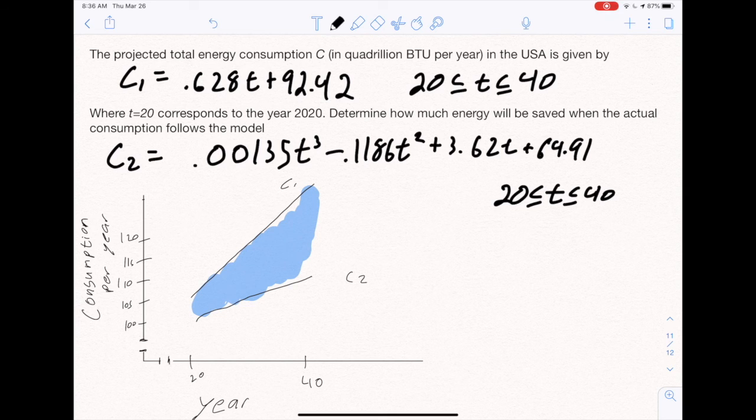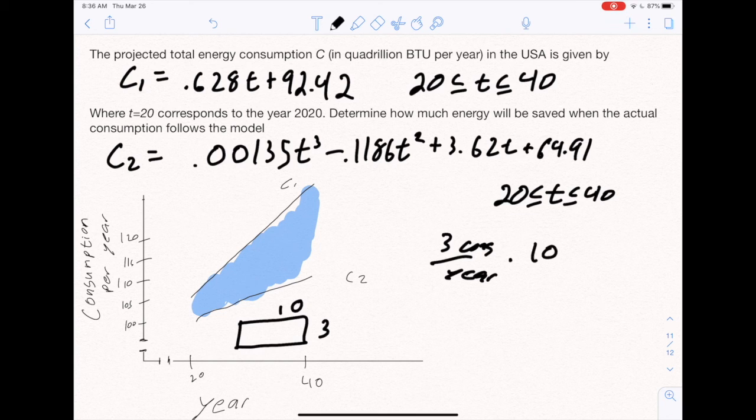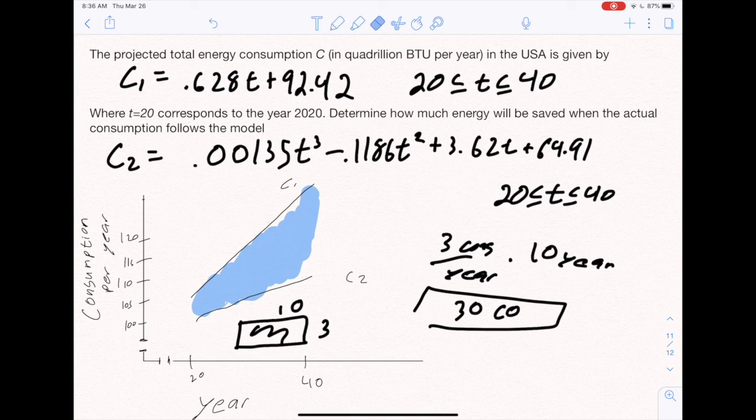Because the y-axis is consumption per year and the x-axis is just that year, think about it like this. If I drew a rectangle, let's say a 3 by 10 rectangle on this graph here, to find the area, we would have 3 quadrillion BTUs per year, so 3 consumption per year, times 10 years. That gives us 30 quadrillion BTUs. So that gives us 30 units of consumption. And so the area on this graph is just consumption.